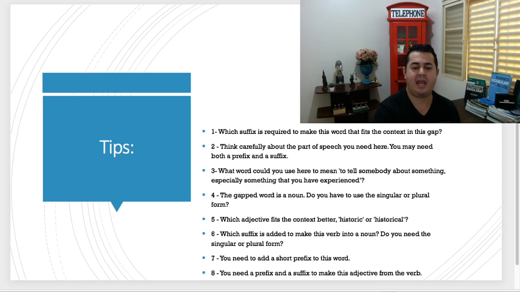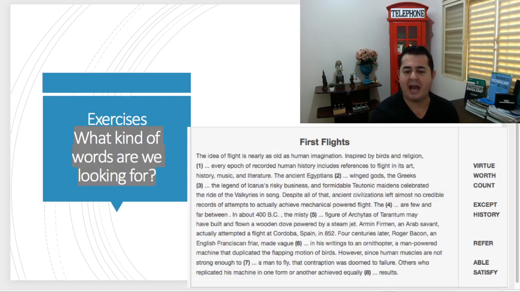Tip number three, what word could you use here to mean to tell somebody about something, especially something that you have experienced? So again, you go back to number three, count, and you see that count is between Greeks, a noun, and the legend, which is another noun, okay?